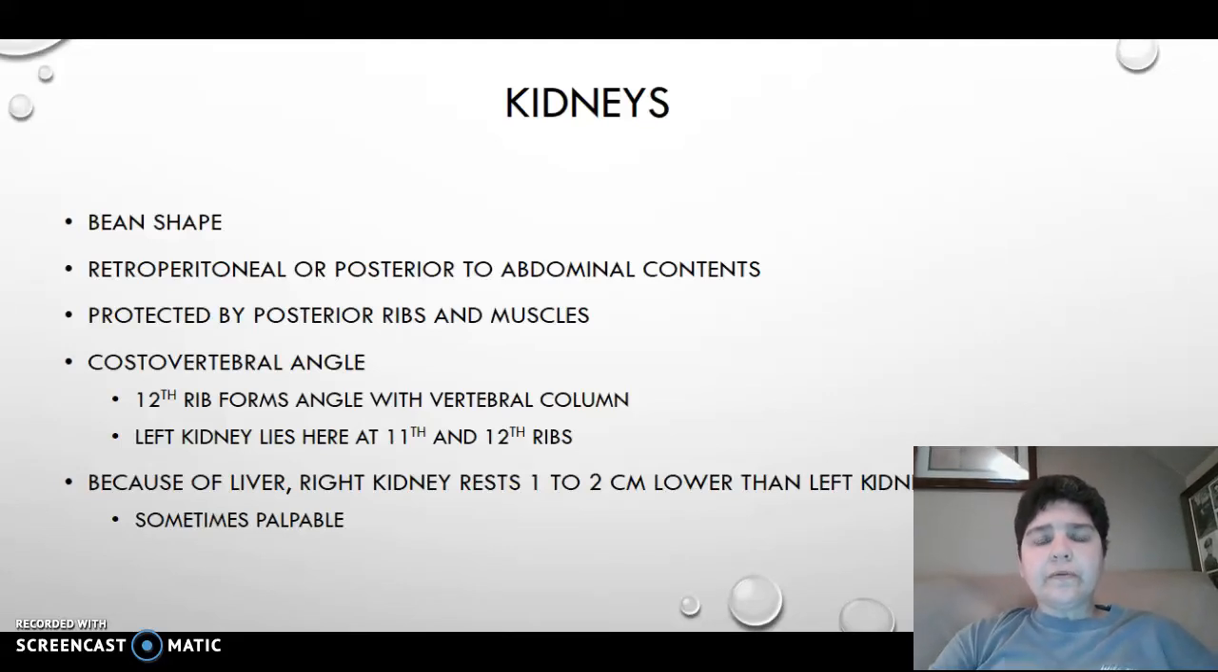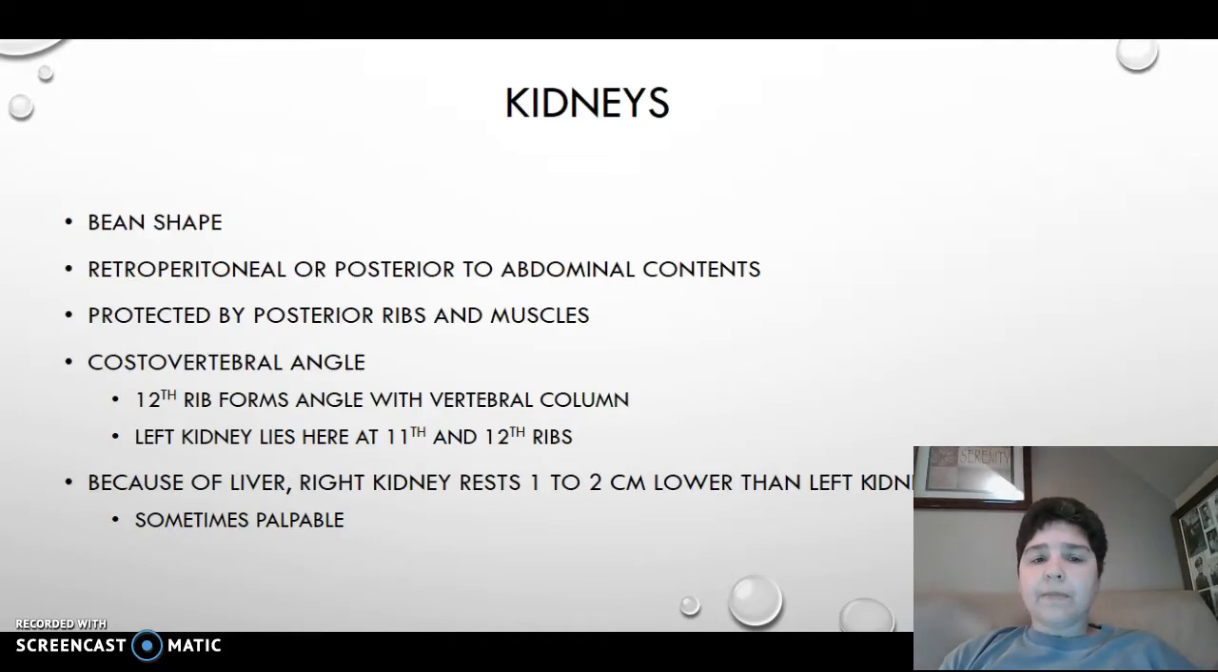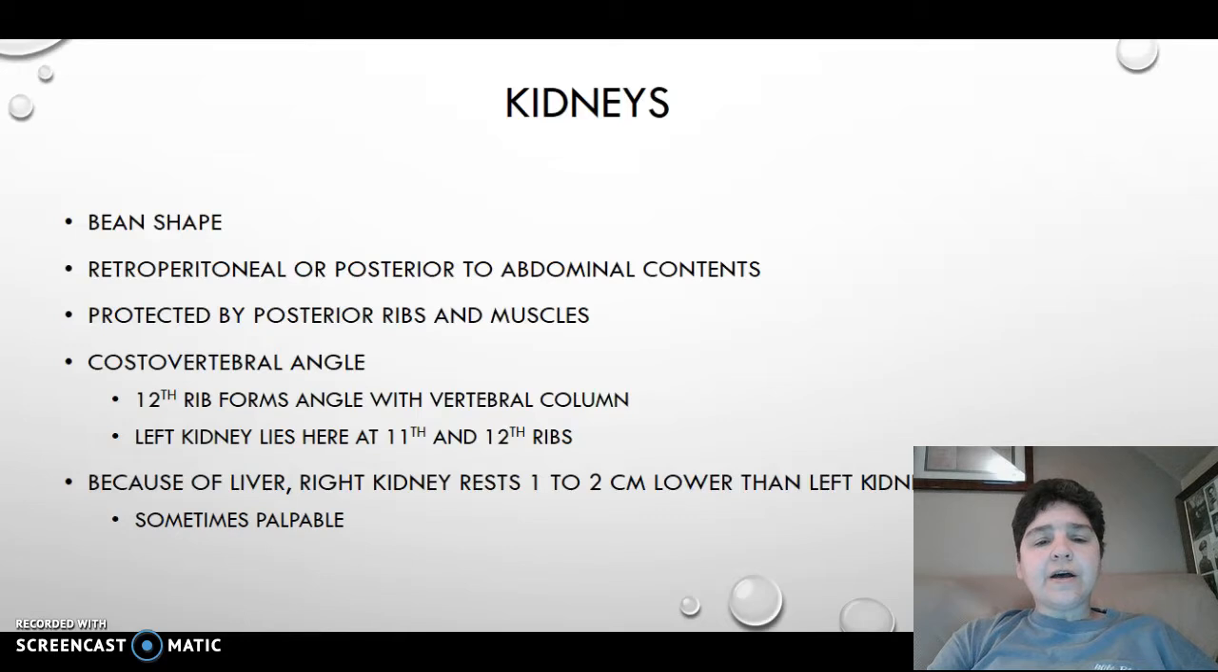Okay, this is part 2 for the abdomen. The next organ that we talk about in the abdominal cavity is your kidneys. Remember, these are bean-shaped structures. They're posterior to the abdominal contents, and we define that location as retroperitoneal. Retroperitoneal, so behind the abdomen and behind the contents of the rest of the abdomen.